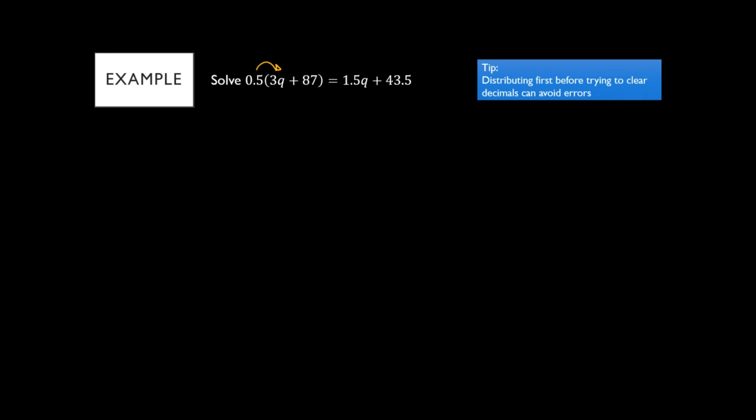So we'd have 0.5 times 3, and I have to use my calculator for that. That gives us 1.5q. And then 0.5 times 87, and that is 43.5. And then this equals 1.5q plus 43.5.